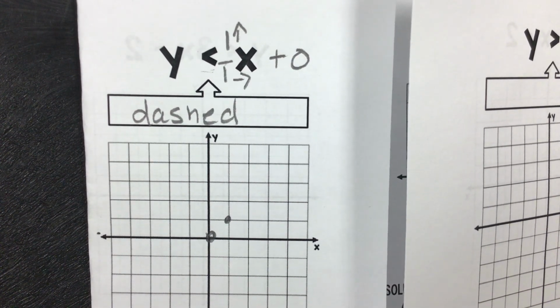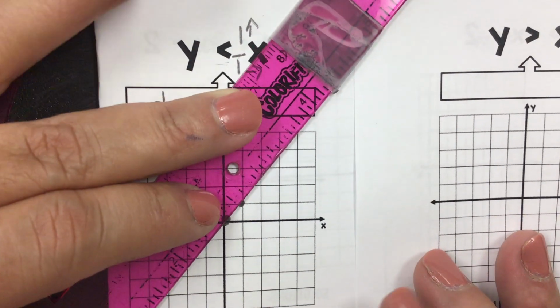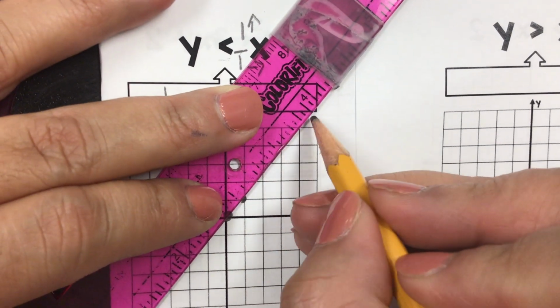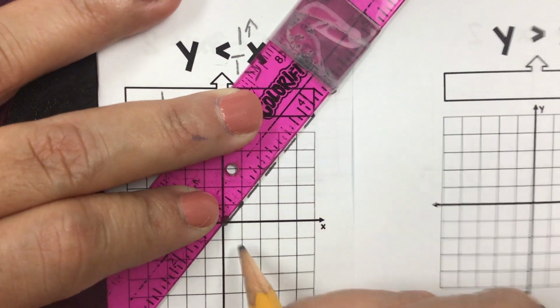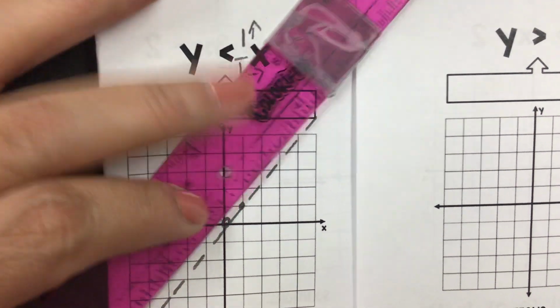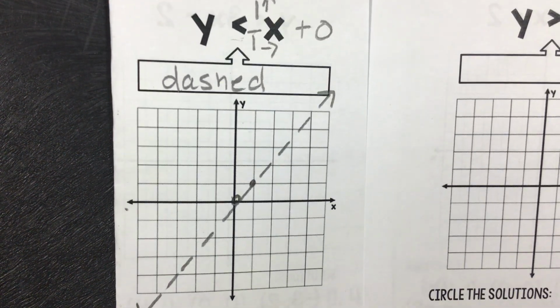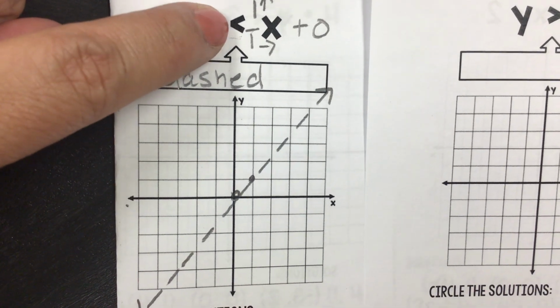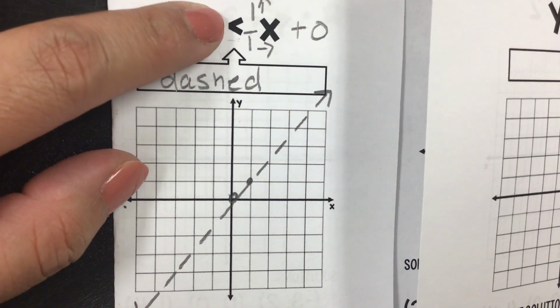You don't complete the line. So it looks like this. Please make sure that you graph outside of the coordinate plane just so I can see it a little better. Like this. This is considered a dashed line. And since it has a less than symbol, we're graphing below this line.